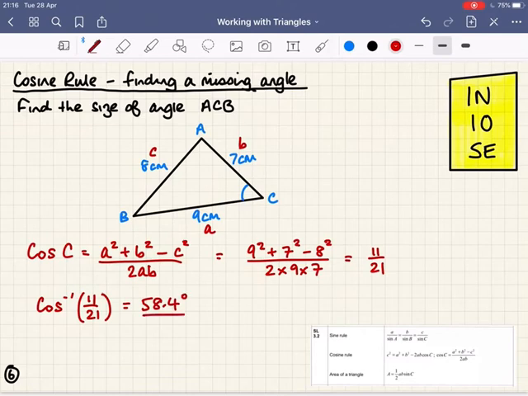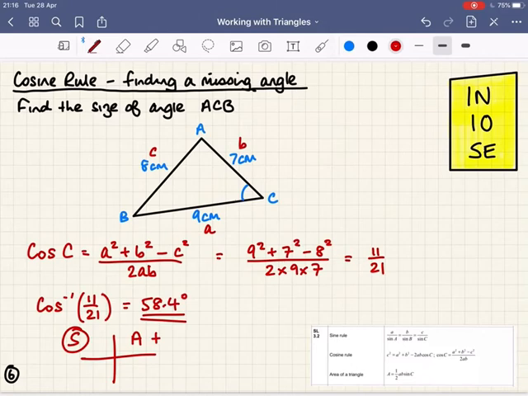Now, do not worry about the cases of ambiguity that we talked about when we were using the sine rule, because remember that for the cosine, if the angle is between 0 and 90 degrees, it's positive. But when an angle is between 90 and 180 degrees, so an obtuse angle, it's only for the sine ratio that it's positive. So the cosine would be negative in here. So it's only the sine ratio where we get the ambiguity. So here there's just one solution, 58.4.